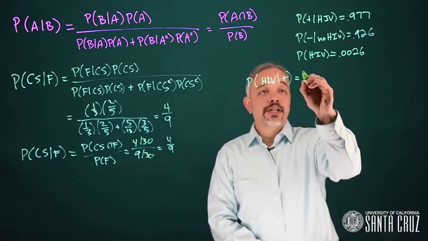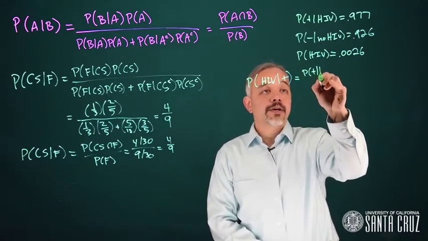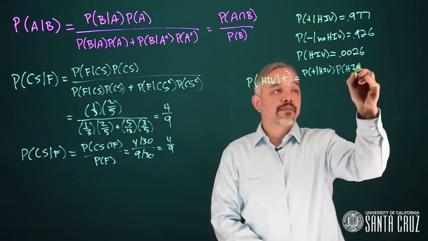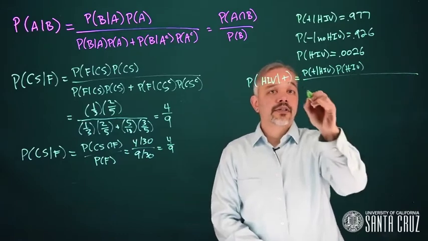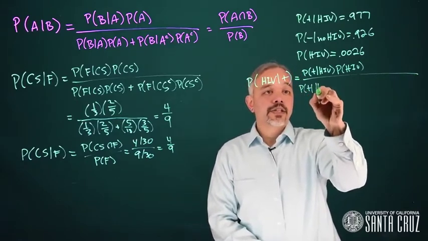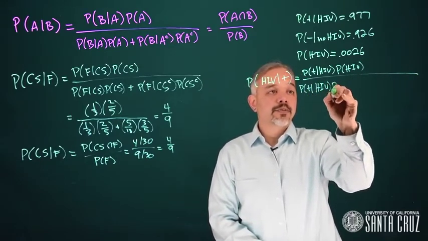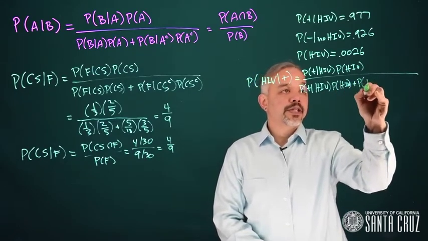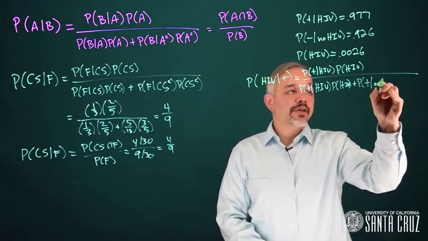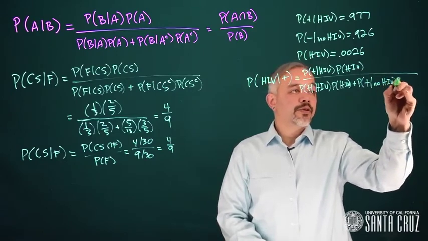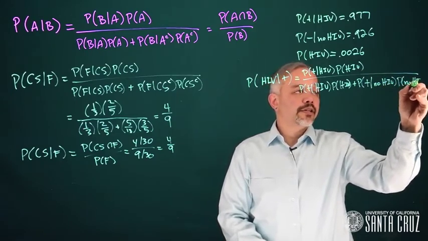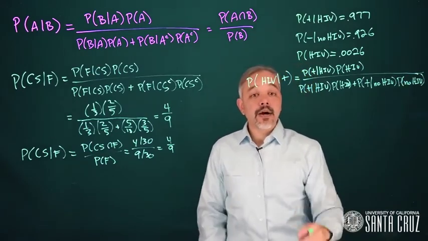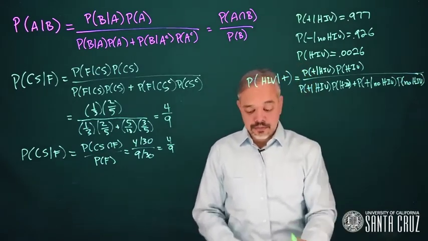The probability they have HIV given they test positive is the probability they test positive given they have HIV times the probability they have HIV, divided by the probability they test positive given they have HIV times the probability they have HIV, plus the probability they test positive given they don't have HIV times the probability they don't have HIV. And now we can fill these pieces in.